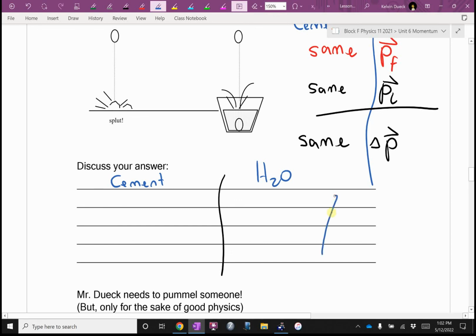So his argument is the water makes the time to stop bigger. I'm going to say big time, small force, same impulse. The concrete, small time, big force, egg breaks. You see it?